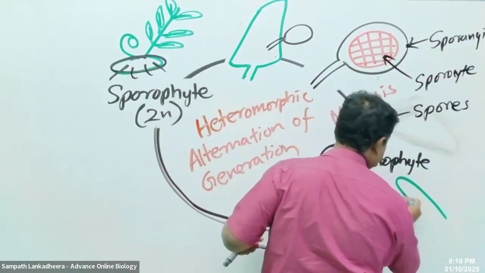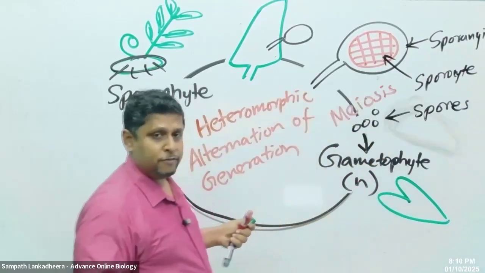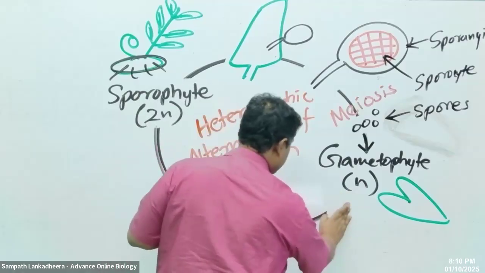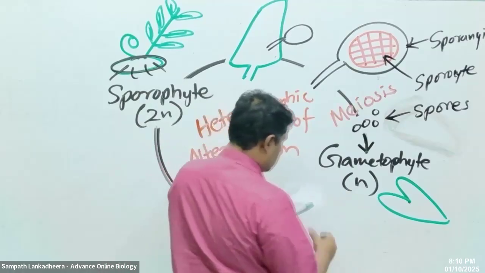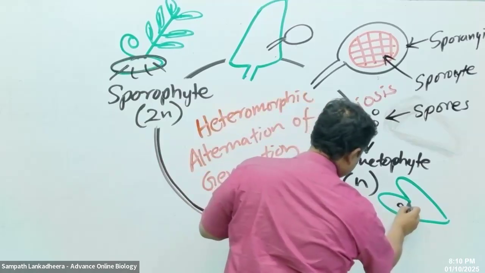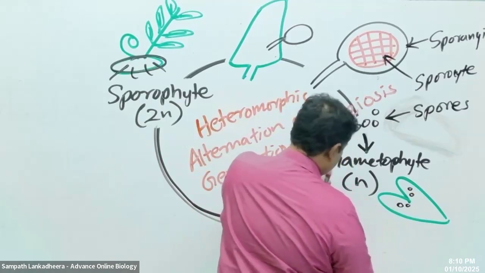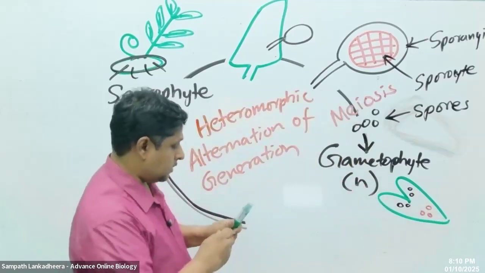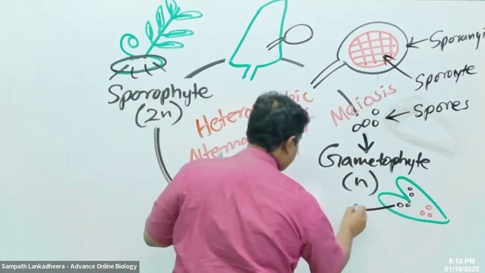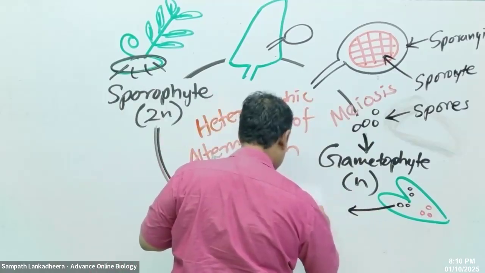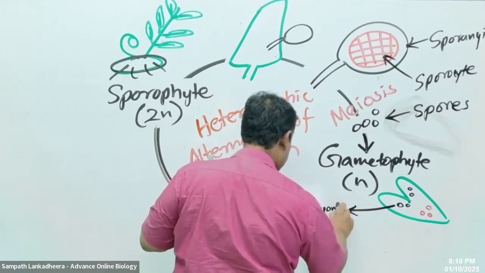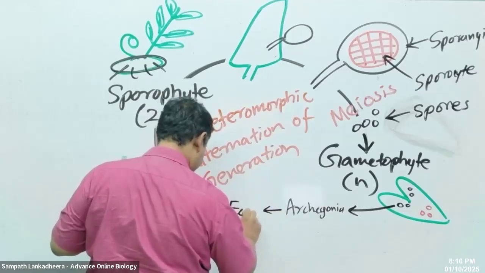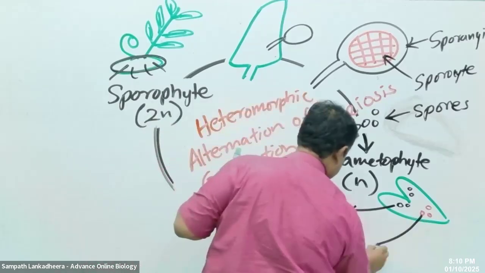Now, this is the gametophyte. The gametophyte has archegonia and antheridia. I'll show them in two different colors. Archegonia form the egg cell. And these are antheridia.